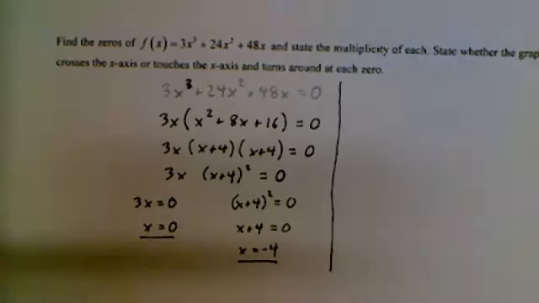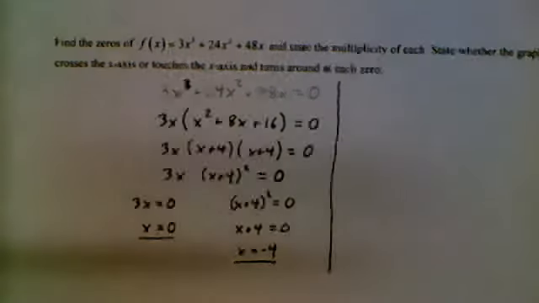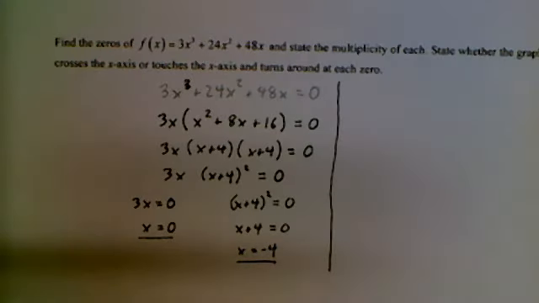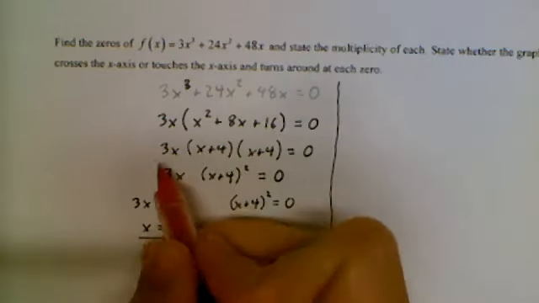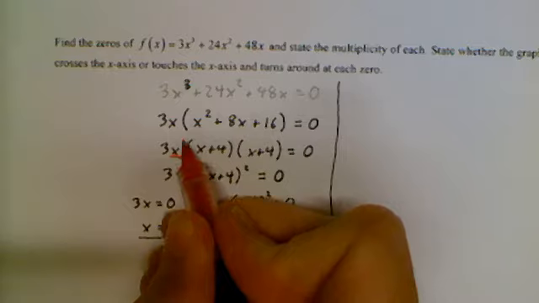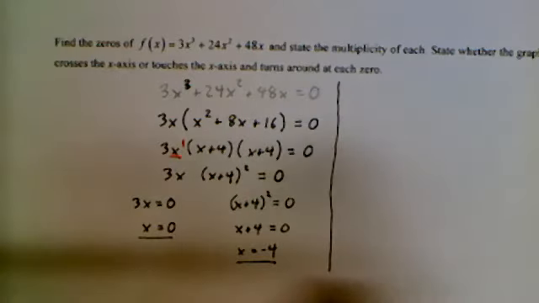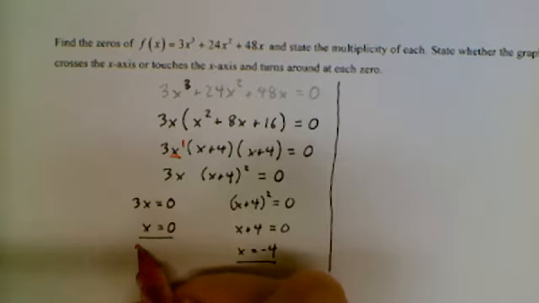Now to find the multiplicity, we look back at the factored form of the equation. Notice that the solution x equals 0 came from the factor x. And this is x to the first power. Since x shows up once, that means that its multiplicity is equal to 1.